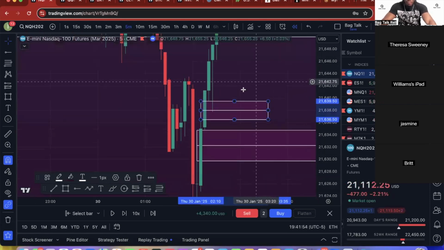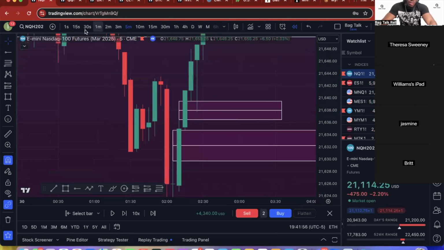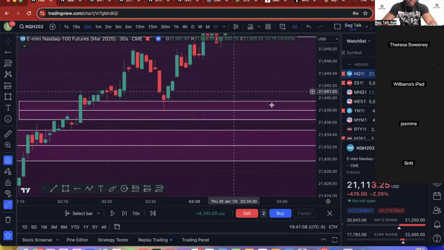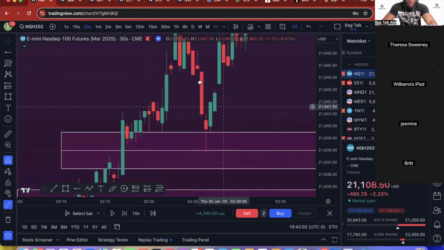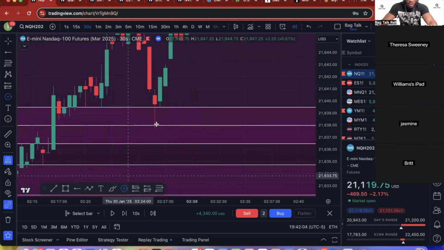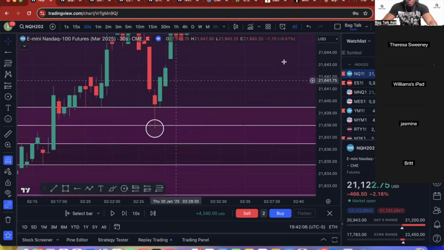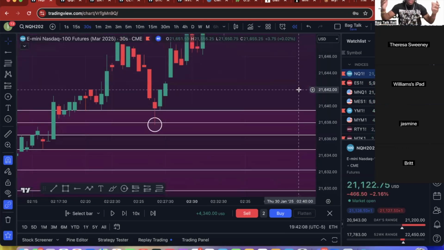Notice what price does. Matter of fact, let's go down in the 30-second because y'all not hearing me for real. On the 30-second, you see how price taps where? Coincidentally, right at the 50%. It's just a coincidence, y'all. Right at the 50% of that bullish fair value gap.